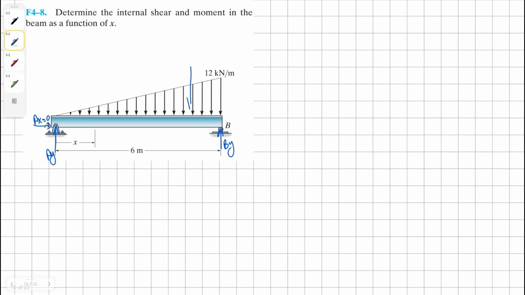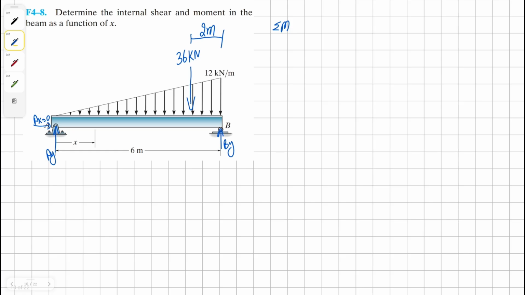But before we start solving for external reaction force, first of all, we need to convert our uniform load into a point load. So we're going to have to use the area of triangle for this uniform load. So it's going to be half times 12 times 6. And solving that, we get our solution at 36 kilonewton, and it's 2 meters away from B.